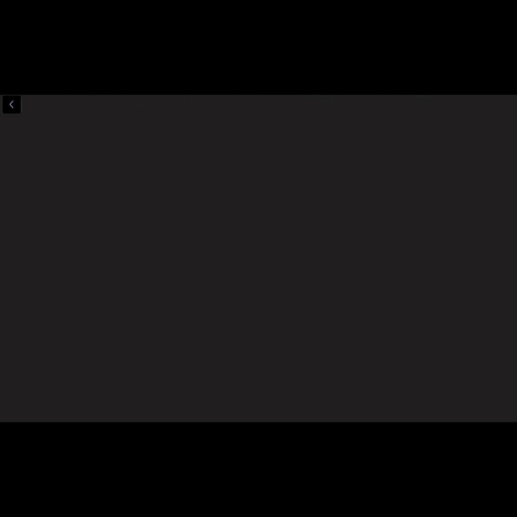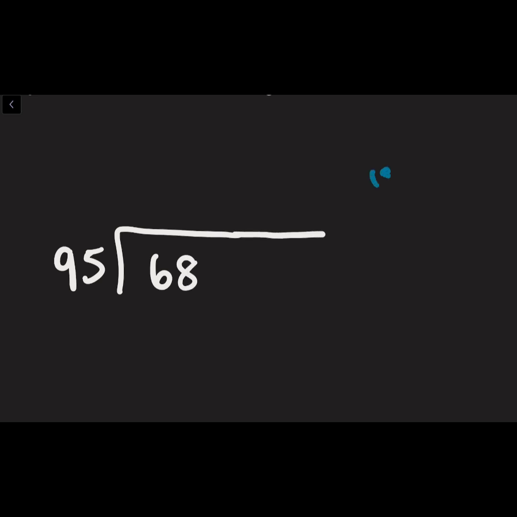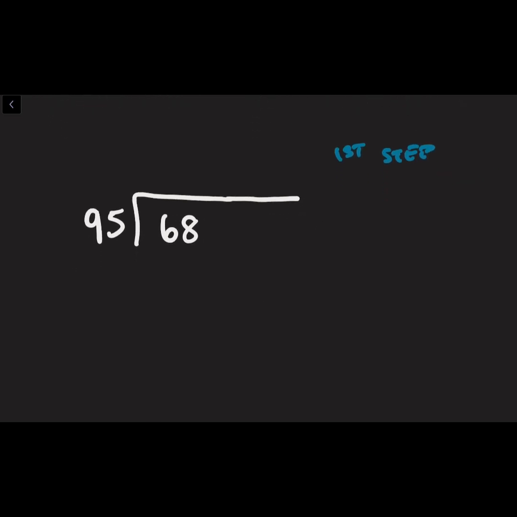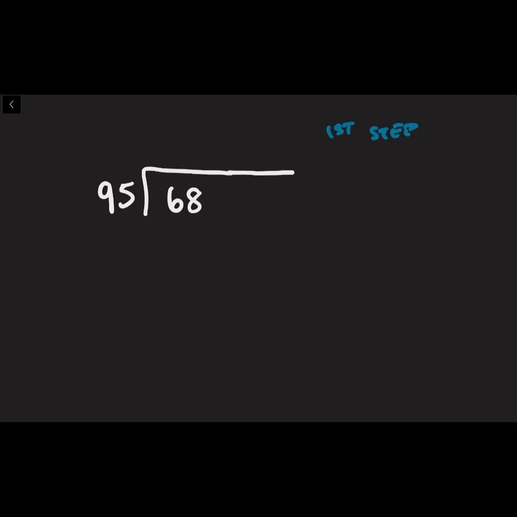So for our first step, we're going to put 95 and 68. We've got 95, and then we've got 68 right here. The first step is setting up our division problem. Set up division, just like we just did. Now that we've set it up, we can start to divide. That's going to help us move to our second step.